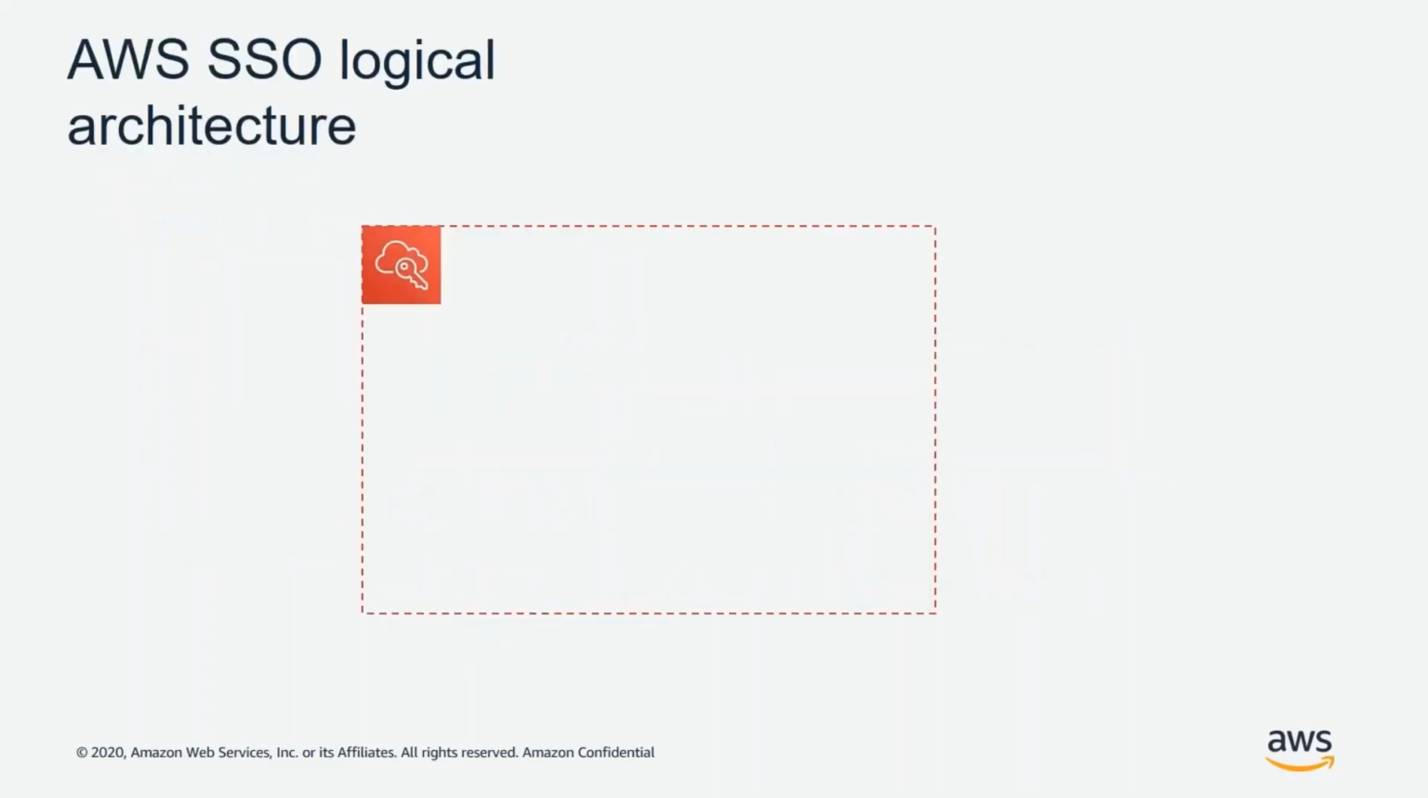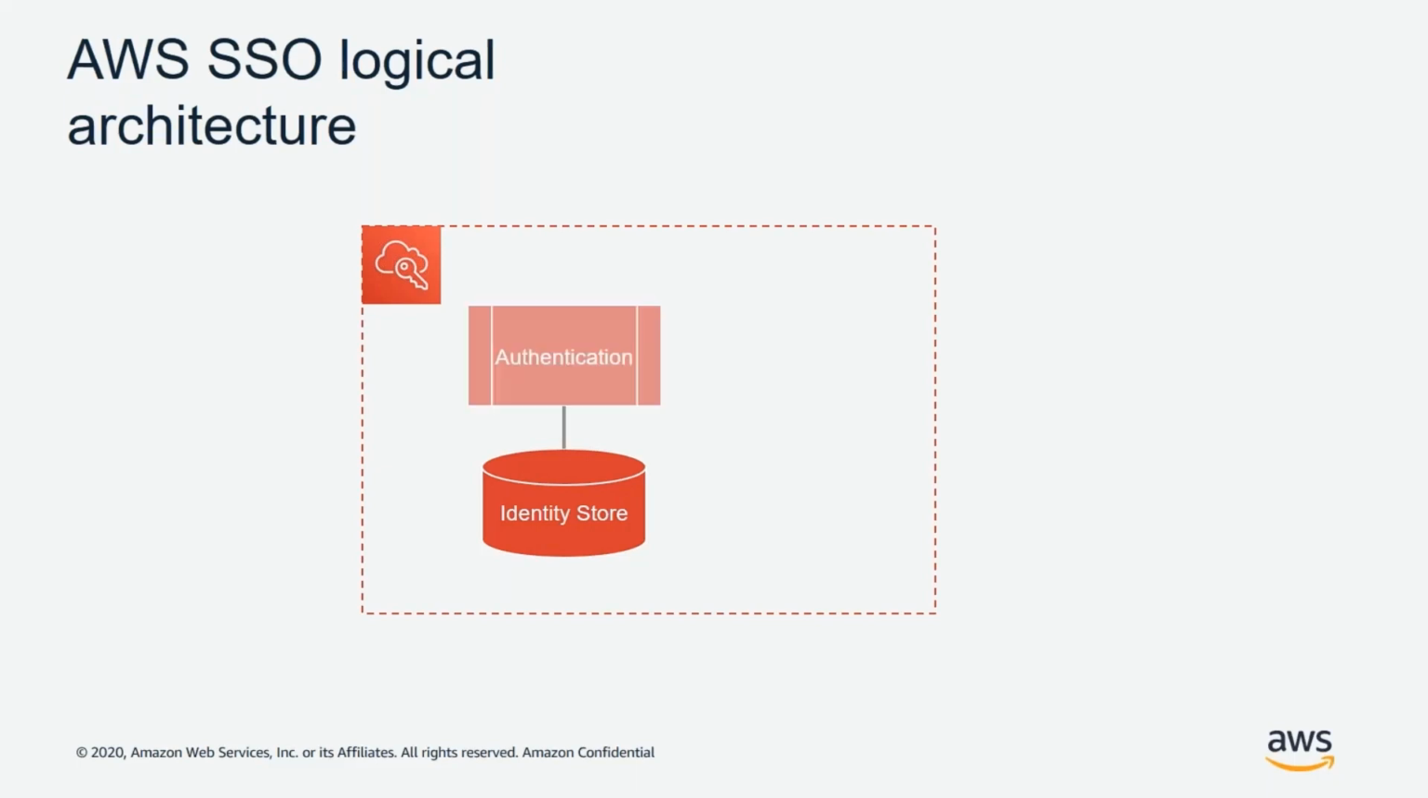Let's look at the logical architecture of the system. First, AWS SSO needs to know who the users and groups are before it can assign access. The identity store is where AWS SSO keeps a copy of the required user and group information. Next, AWS SSO has an authentication service that directs user sign-in to the identity system that manages user credentials. This part of AWS SSO is unique because AWS believes in letting you choose where you manage your identities when signing into the cloud. We give you three key options.